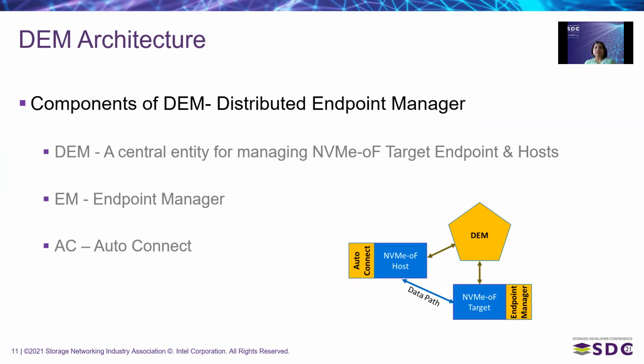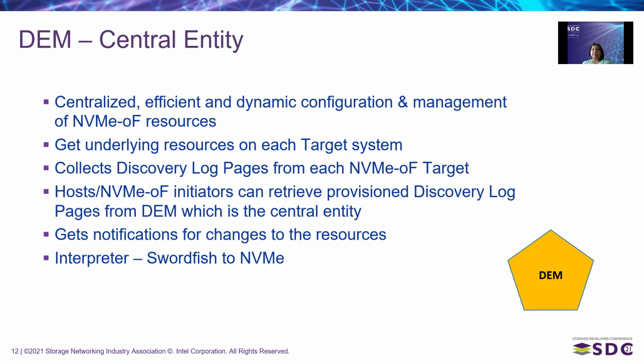And AC is an auto connect. It talks with the DEM to know which targets are available for it to connect to, and then makes the connection to those targets and can access storage. So let us dive into each of these individual components and see what they look like and what their functions are. DEM is a central entity. It is a dynamic configuration and management tool for NVMe over Fabric resources. It does this by getting the list of underlying resources on each of the target systems by talking to the endpoint manager.